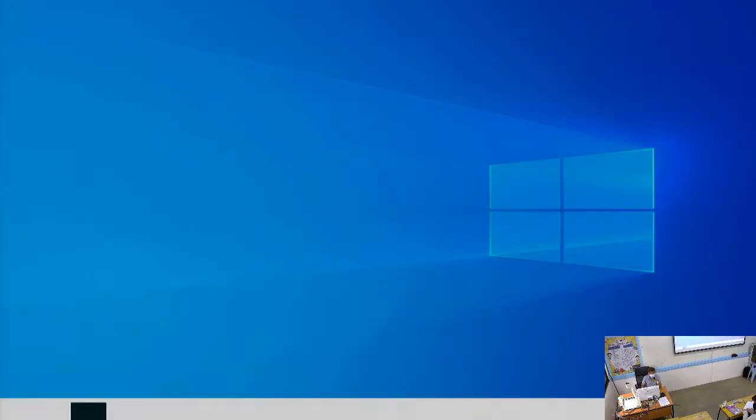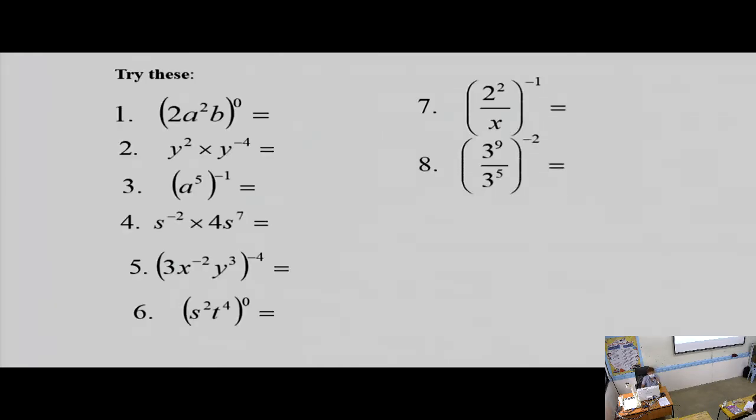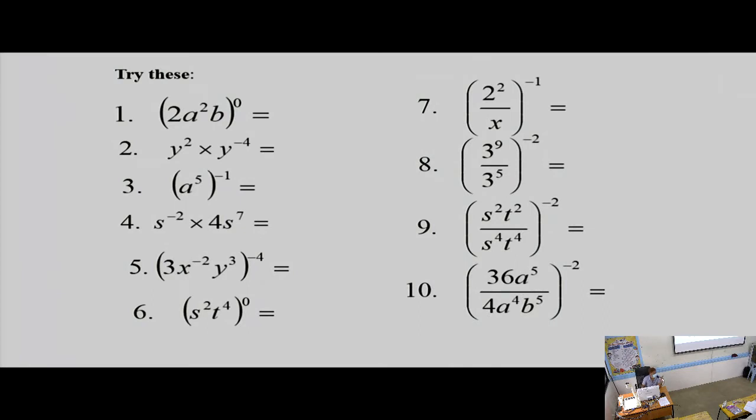This was the homework, right? With the negative exponent, right? All of this is our homework, right? The negative exponents. Okay. So let us answer number 1.